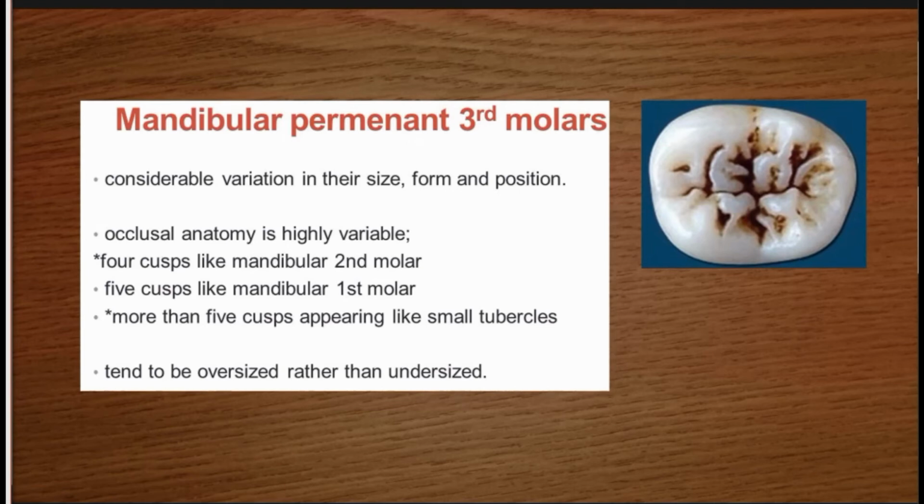The second common variation is they try to take the form of their distant neighbor, that is, the first molar, like the first mandibular molar. So they may have 5 cusps. And finally, a few mandibular third molars have multiple cusps, 5 cusps, 6 cusps, or even 3 cusps. This is out of the pattern. They tend to be oversized rather than undersized. They try to be bigger rather than smaller.